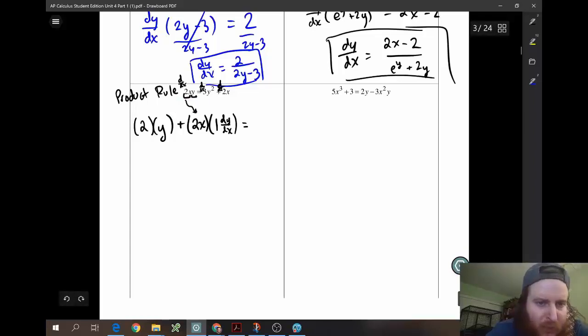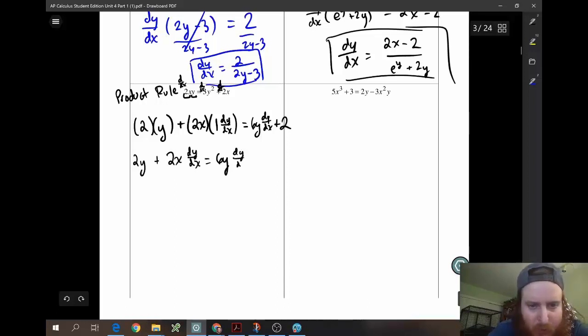Then we do leave 2x alone. The derivative of y is 1, but because it's a y times dy dx. Okay, derivative of 3y squared is 6y dy dx. And the derivative of 2x is 2. So this is 2y plus 2x dy dx equals 6y dy dx plus 2.